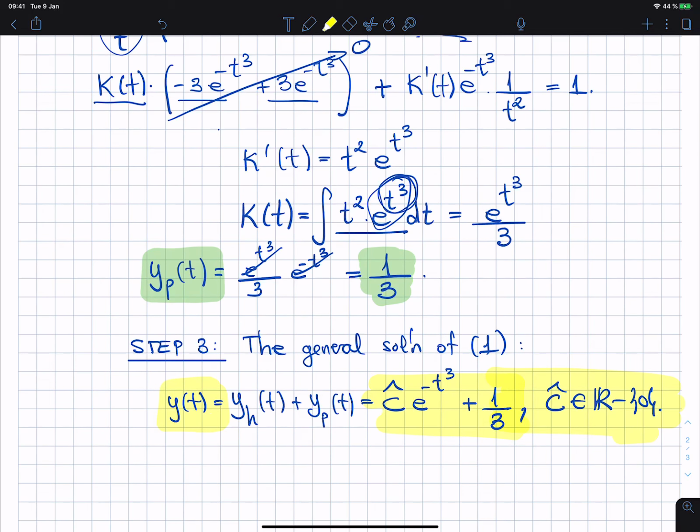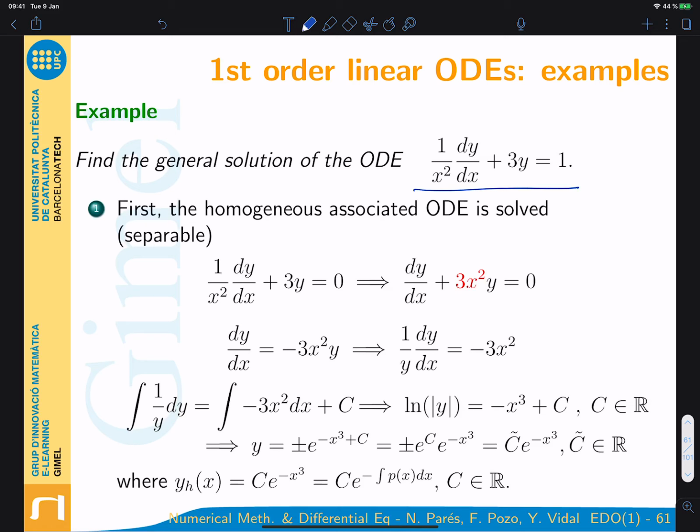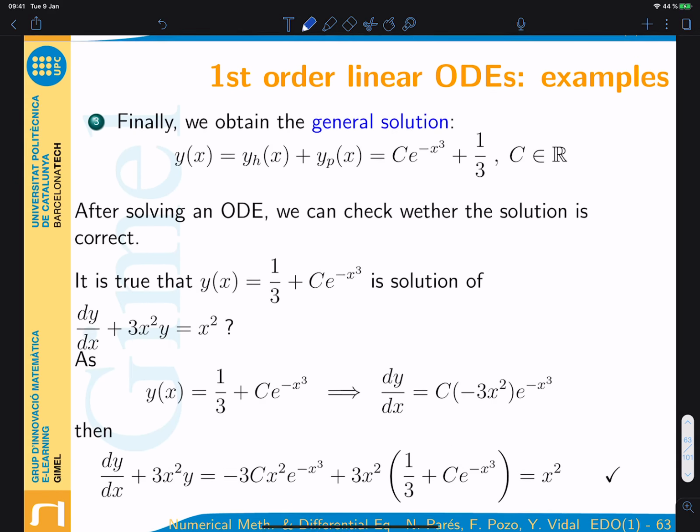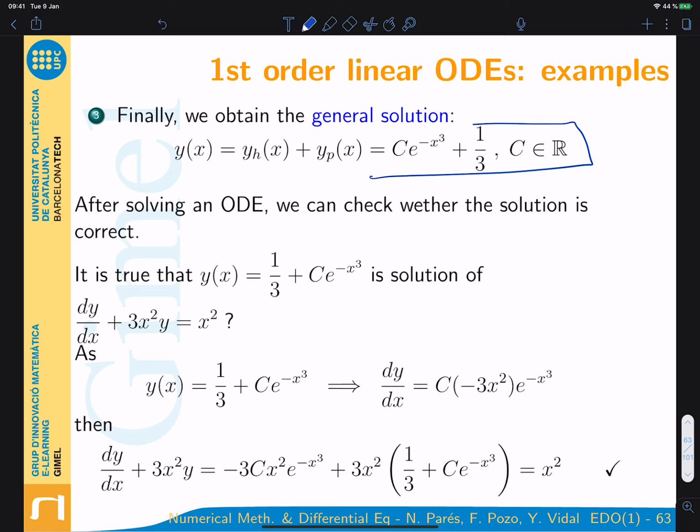Here in the slides you can find the solution of exactly the same ODE. The only difference is that the independent variable is called x instead of t, but it's the same differential equation, and you can see that they obtain the same solution for the homogeneous general solution and the same solution for the particular case. So at the end, they obtain the same general solution of the ODE we wanted to solve.